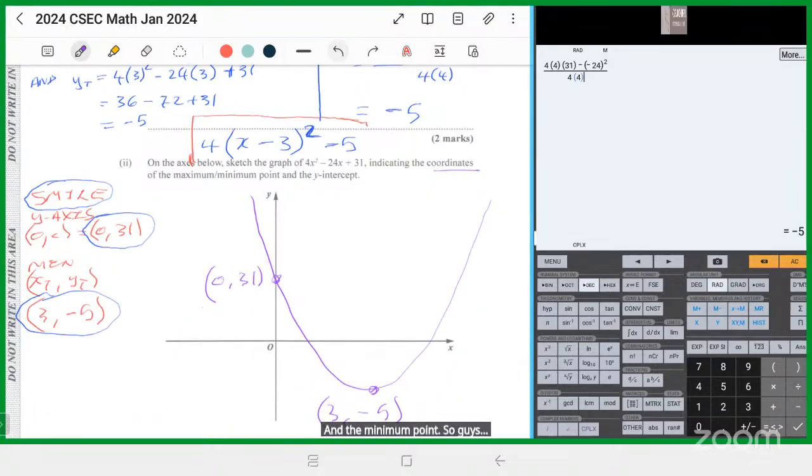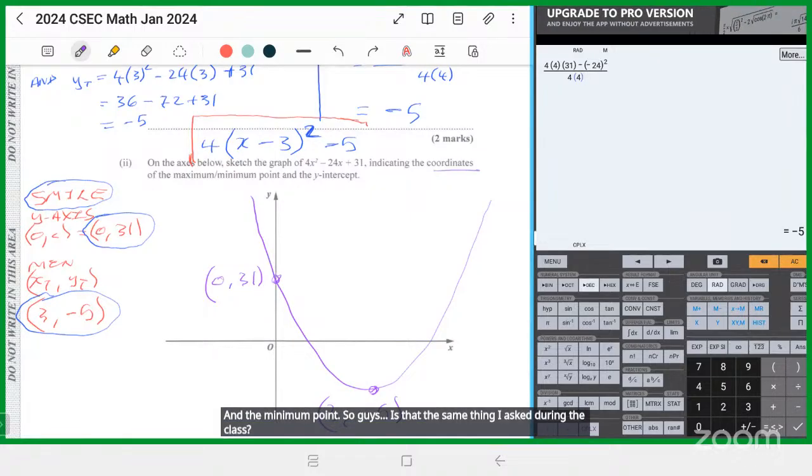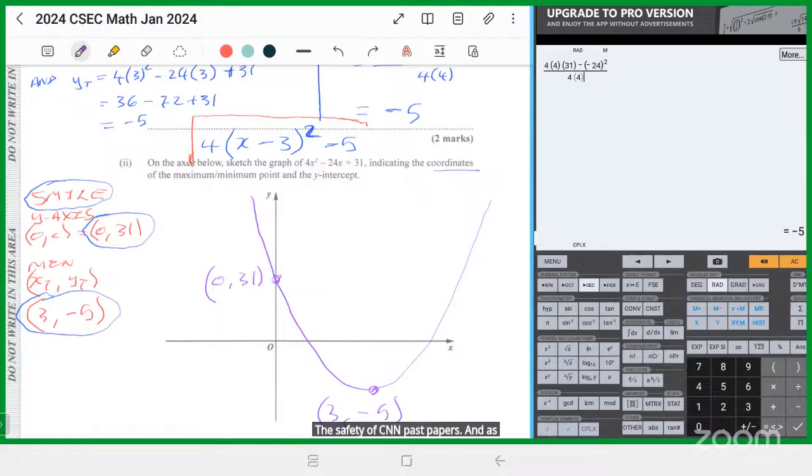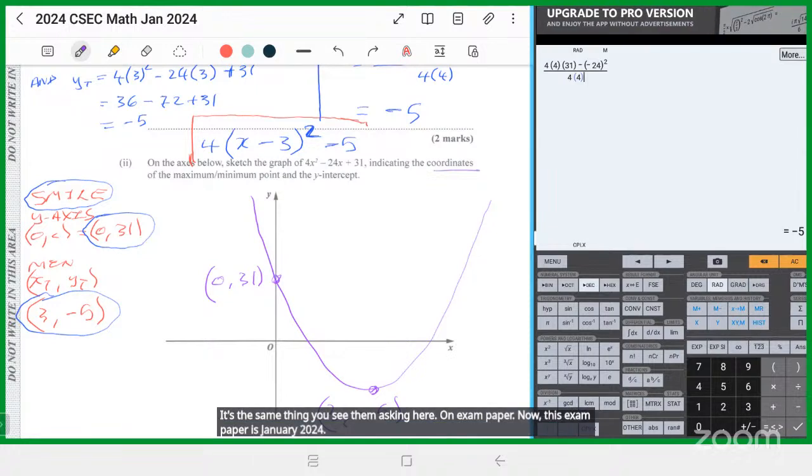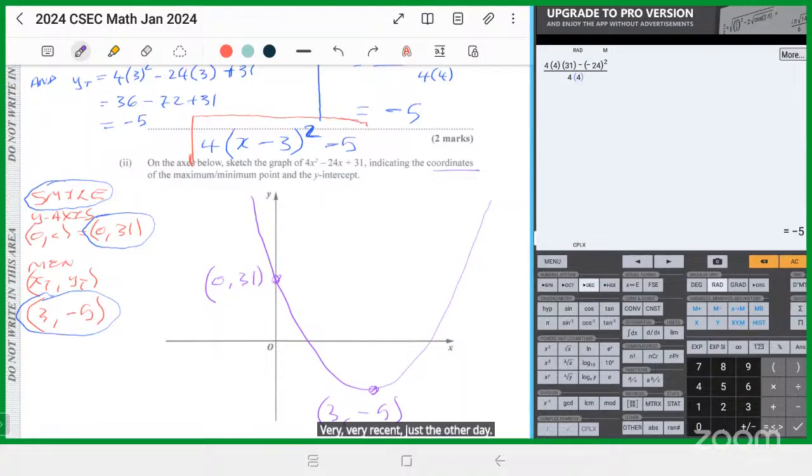So guys, you see that the same thing I asked you to do in the class is the same thing you've seen on past papers. And as I always say, if you can do it in the class, then you can do it in the exam room. Because the same thing I ask you to do in the class is the same thing you see them asking here on the exam paper. Now, this exam paper is January 2024. Very, very recent. Just last year, January. There's no need for you to get nervous or be afraid or to feel that you're doing the wrong thing. Anything you can do in the classroom, you can do in the exam room.